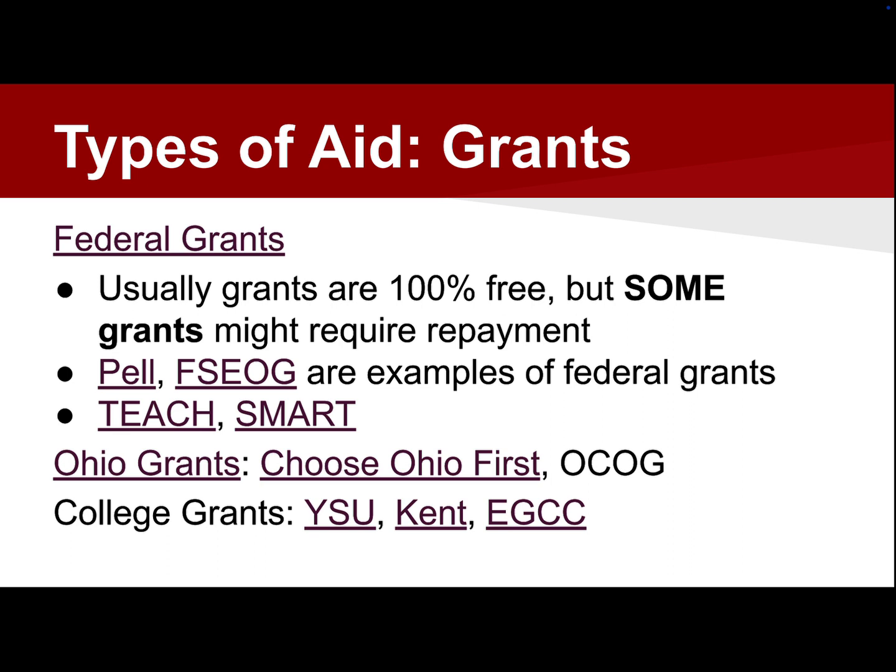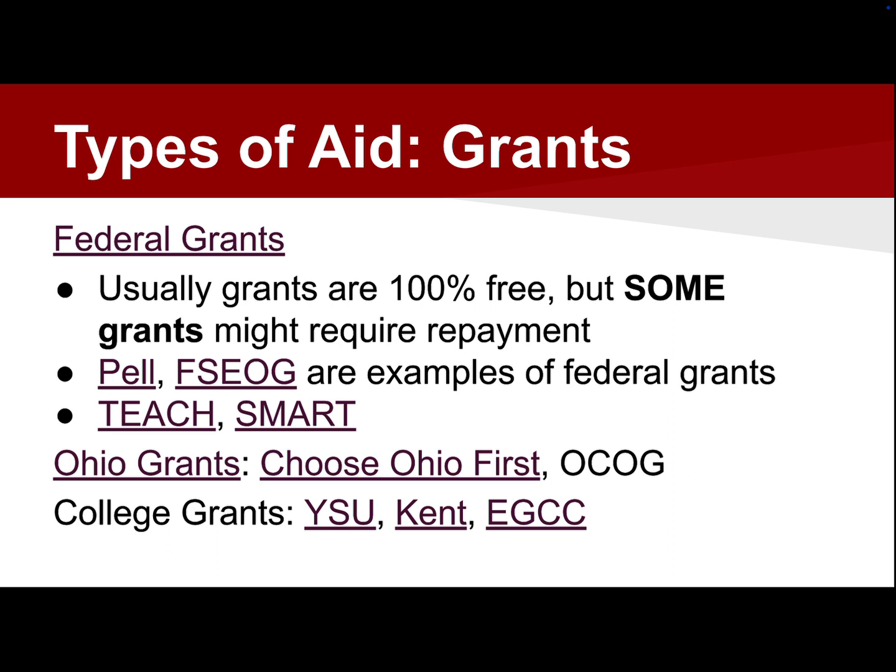They're called gift aid. Some types of federal grants are the Pell Grant or the Federal Supplemental Educational Opportunity Grant, FSEOG. Those are some examples. There are also some national grants based upon your major, like if you want to be a special ed teacher, or a teacher in an area that is underserved. You have the Teach Grant and the Smart Grant.